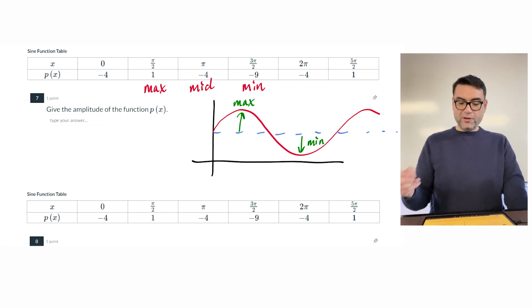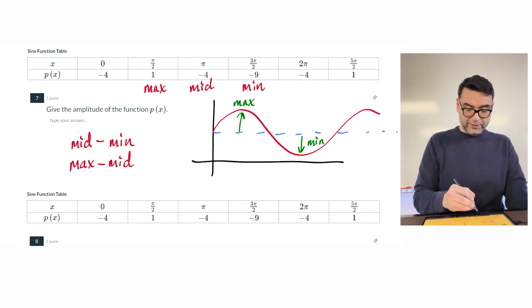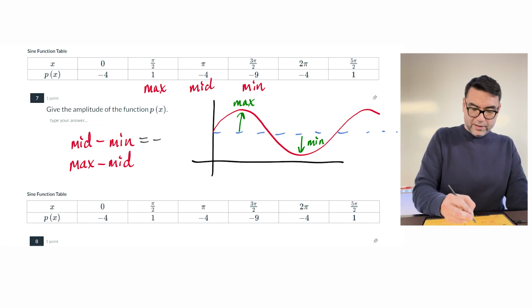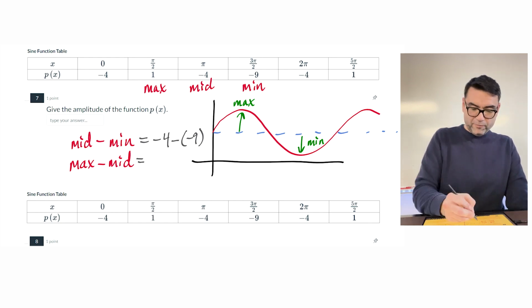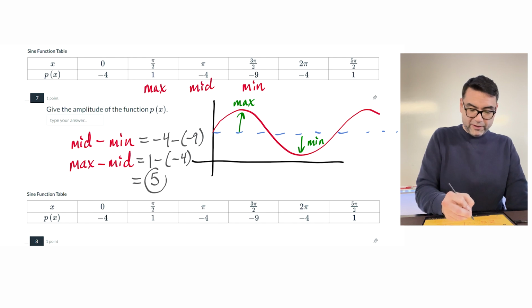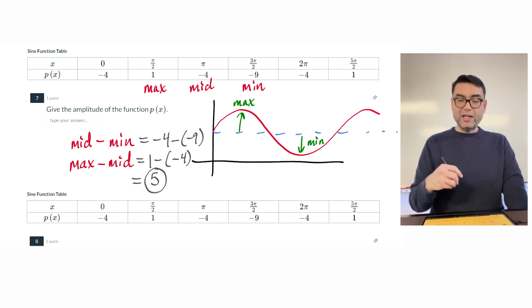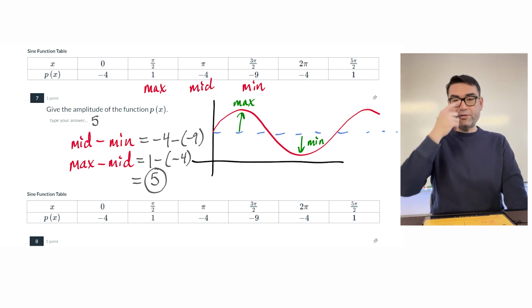So we can go ahead and do the mid minus your min, or you could do the max minus your mid, right? We're just trying to find the distance between these two values. This one would be -4 minus -9. And the max minus mid would be 1 minus -4. And if you have to ask a calculator for help in both of these situations, just know that both answers turn out to be 5. So that'd be the amplitude. The distance between the midline and the max, or the midline and the minimum, is a distance of 5. And it's a positive distance, so amplitude should be a positive value.